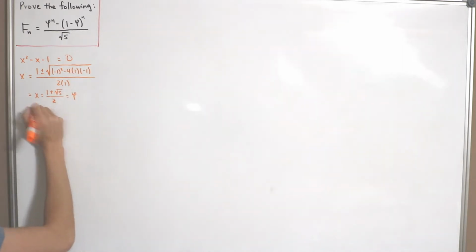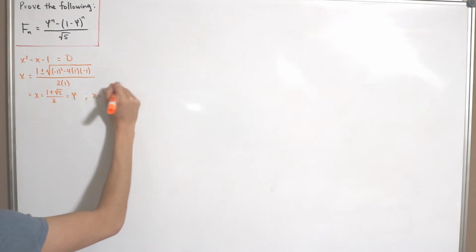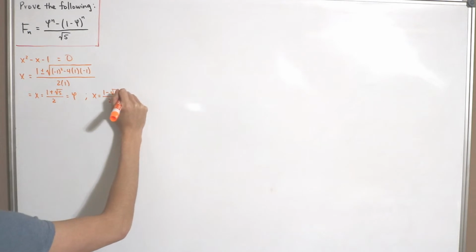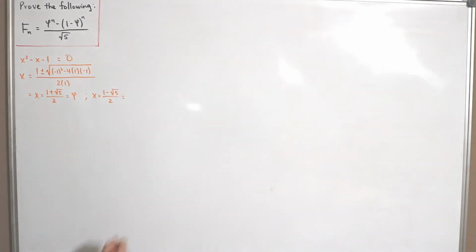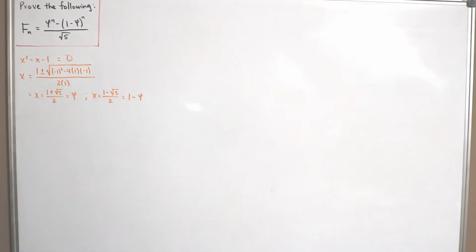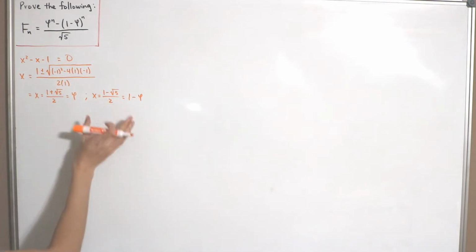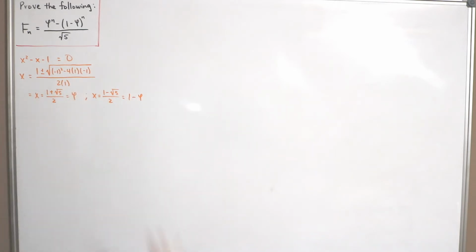And then we also have another solution, x is equal to (1 minus the square root of 5) divided by 2. In other words, that's equivalent to 1 minus the golden ratio number. That's pretty dandy and all, so we'll just use these two notations with these values, and then we're going to manipulate some stuff here.